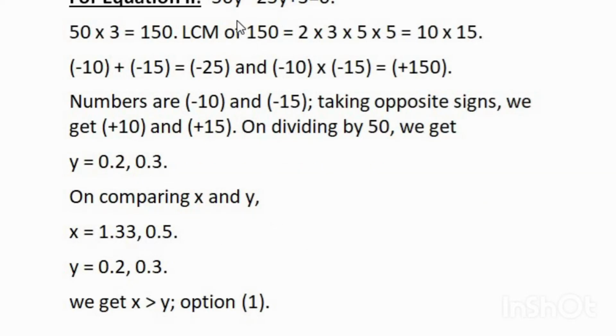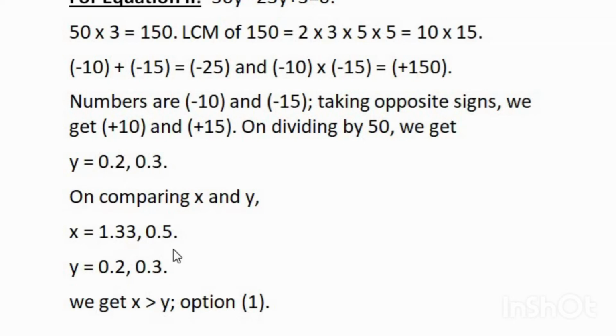Now considering equation 2, 50y square minus 25y plus 3 equal to 0. So multiplying y square term and constant term, that is 50 into 3 equal to 150. Take the LCM of 150 equal to 2 into 3 into 5 into 5, which can be written as 10 into 15. Why? Because minus 10 plus minus 15, we will get the middle term minus 25. And when we do multiplication, that is minus 10 into minus 15, we will get plus 150. Okay, now the numbers are minus 10 and minus 15. Taking opposite signs, we get plus 10 and plus 15, and on dividing these two numbers by the y square term, that is 50, we will get y equal to 0.2 and 0.3.